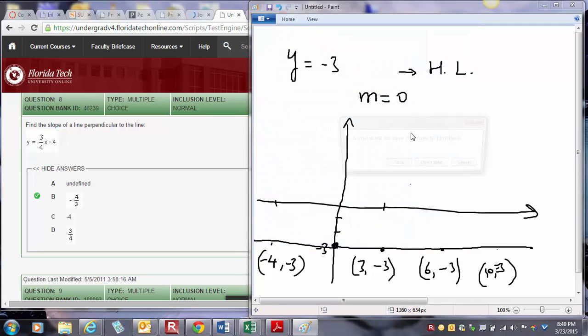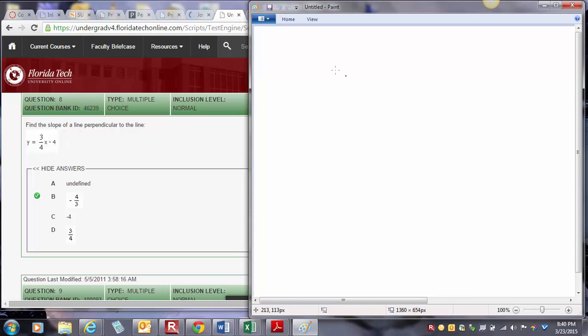The next question, find the slope of a line perpendicular to the line. So we need to learn about the perpendicular lines. So m1 times m2 equals negative 1. So the slopes of the perpendicular lines, their product is negative 1, right? So we only want to find the slope, not the whole equation. The slope of this line, we know it's 3 over 4. The slope of the perpendicular line would be the reciprocal, 4 over 3, and then negative.